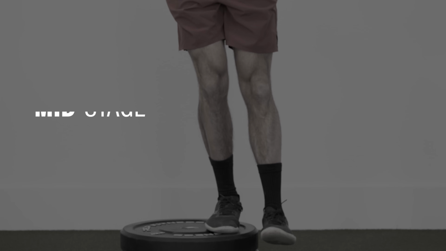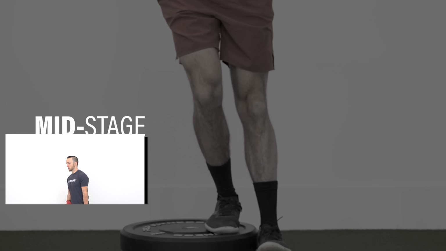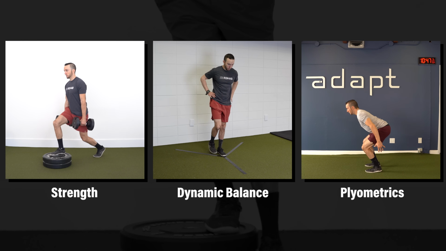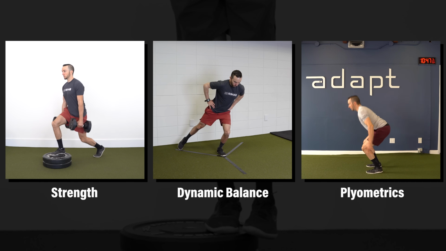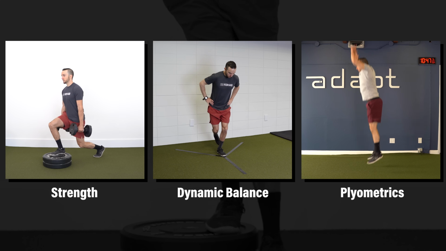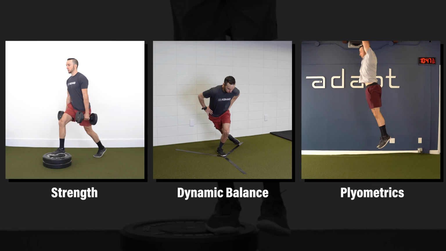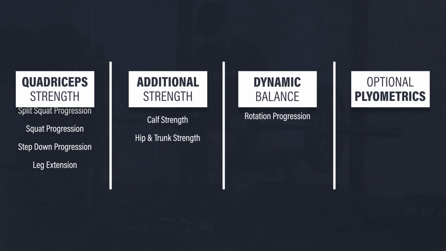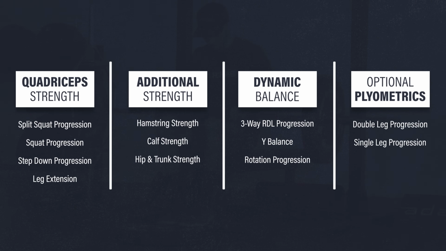The mid-stage of rehab consists of strength, dynamic balance, and plyometric exercises in order to further increase your knee stability and better prepare you for running and return to sport. I will review 4 exercise categories, and within each one, I will provide multiple exercise options for you to choose from based on your access to equipment, symptoms, preferences, etc.